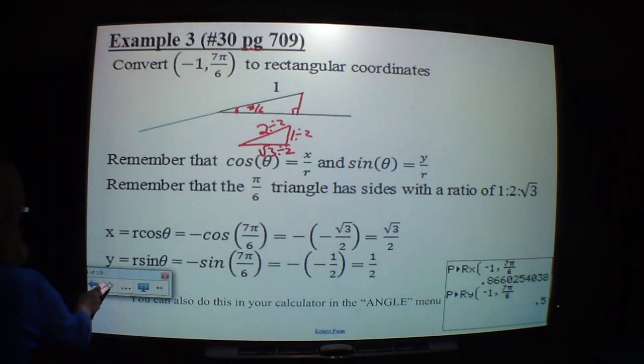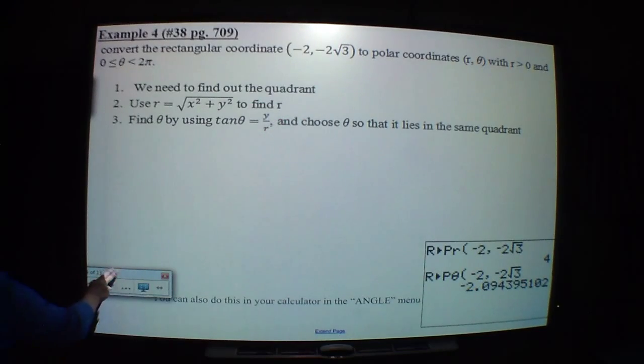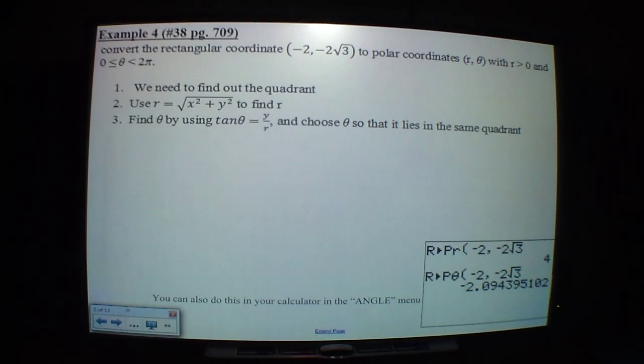Next one. Convert the rectangular coordinate to a polar coordinate, r theta, where r is greater than 0 and your angle is between 0 and 2 pi. So first of all, we need to find out what quadrant we're in. So if it's negative, negative, I'm in the third quadrant. And don't forget that x squared plus y squared is equal to r squared. So r is equal to the square root of x squared plus y squared.